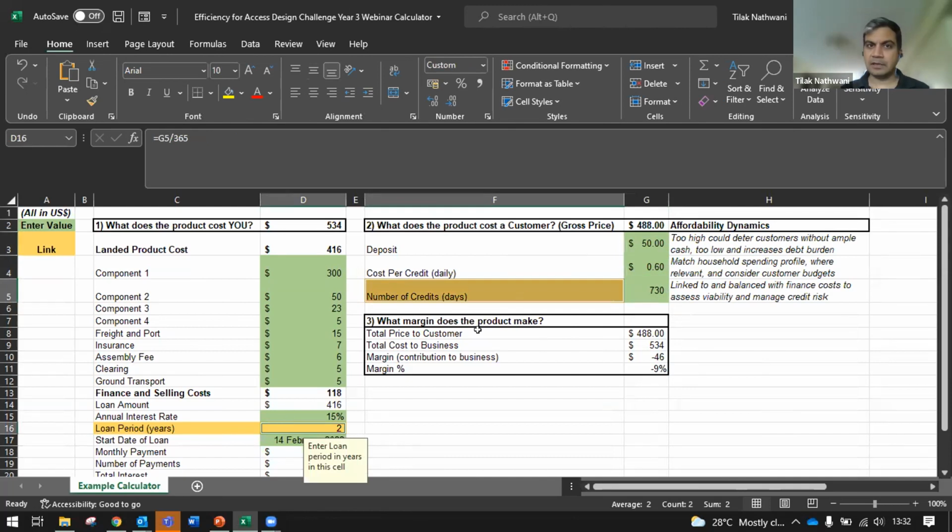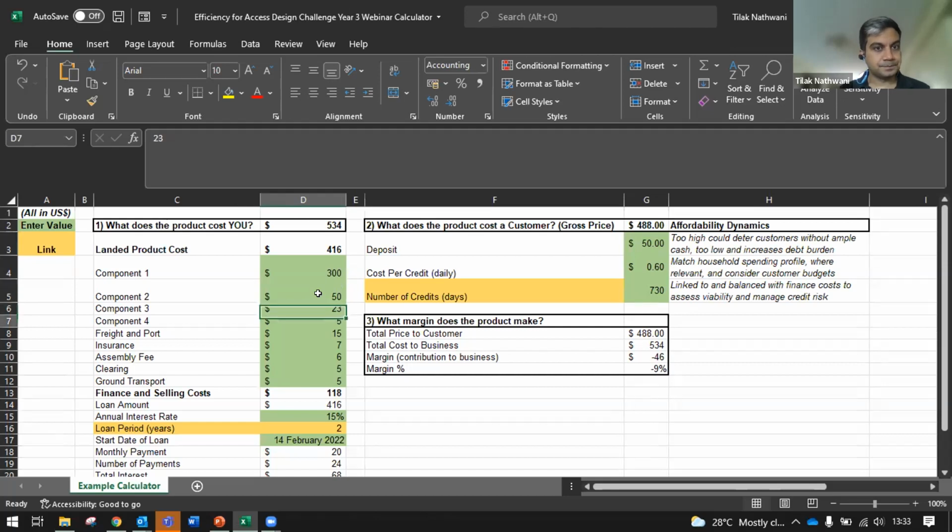I also wanted to highlight that the link between the two is that you can extend a payment plan as long as you want, but it'll take you that much longer to recover the revenue and the cash and then pay back the loan from the bank that you've taken to finance the asset.